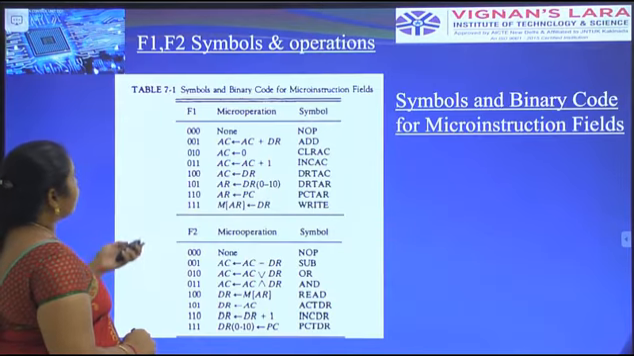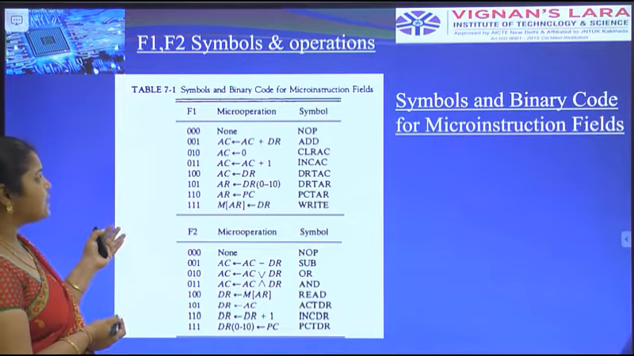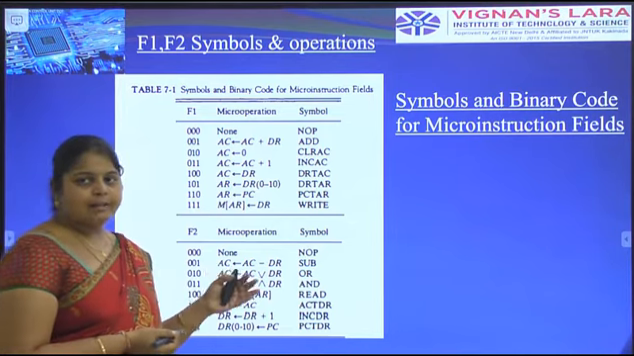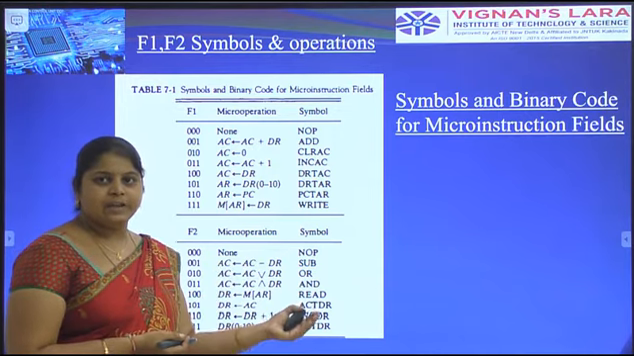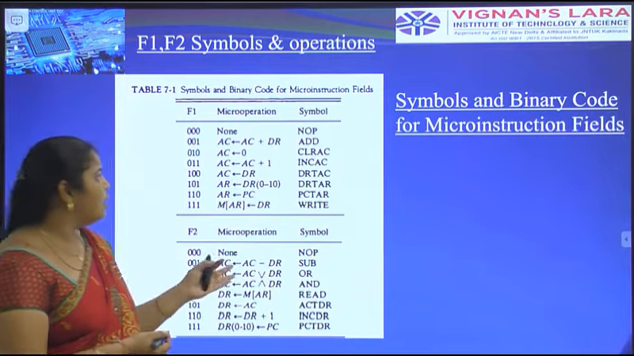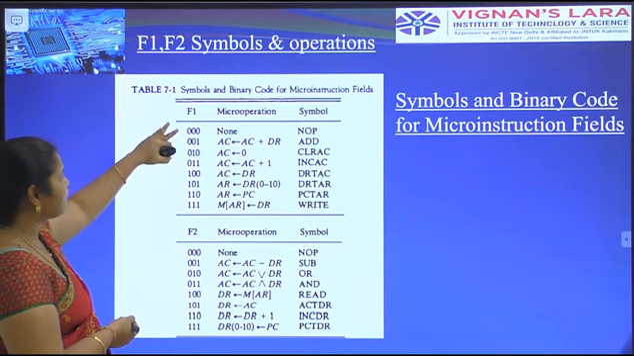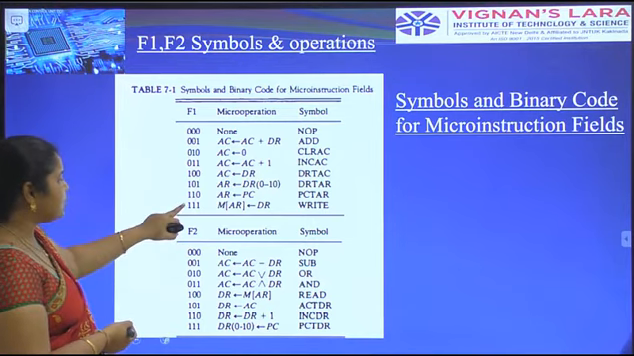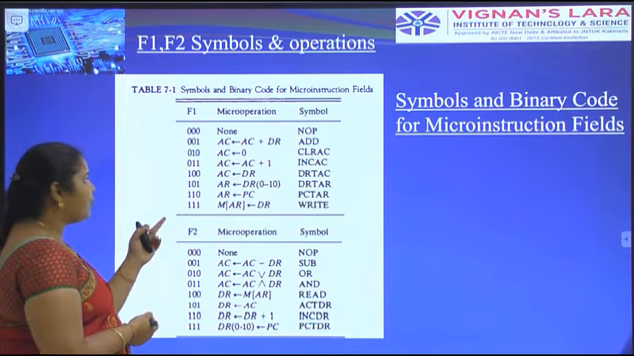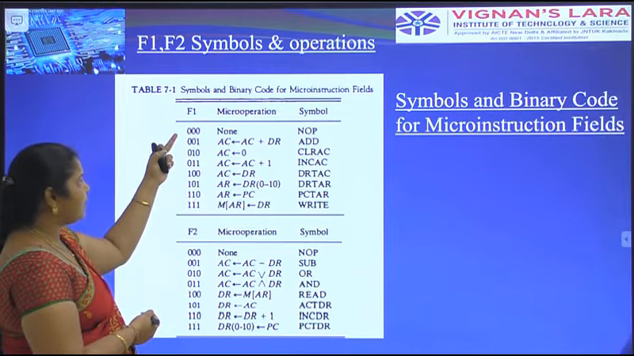Okay, these are the F1 and F2 symbols and operations. These are the symbols and binary codes for the micro instruction fields. For every field, they have some instructions. For field 2, they have some instructions. Now coming to field 1, let us discuss field 1. Here we have to take 0 to 7 instructions in binary form. Here F1 consists of 3 bits, that's why we have to take the binary bits in 3 bits.